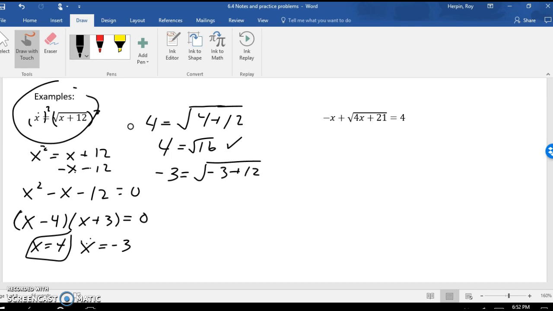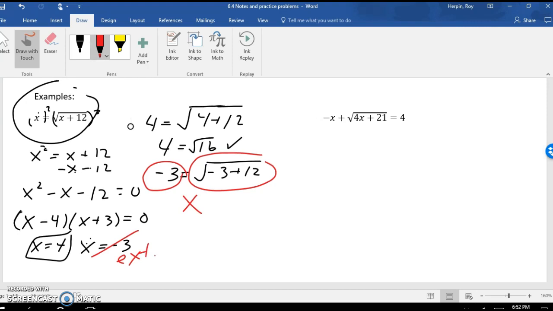Well, right from the get-go, I know that this isn't going to work, because the square root of a positive number is a positive number, and we know the square root of a negative number is an imaginary number. So we know this won't work, but you can simplify it if you want. But that won't work, so that is extraneous. So just 4 is our solution.